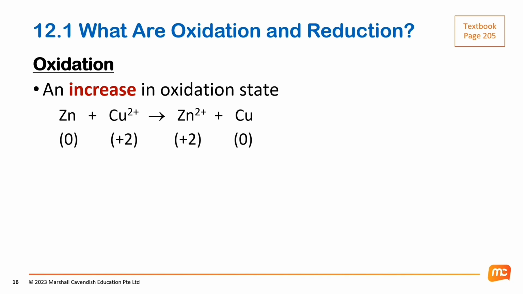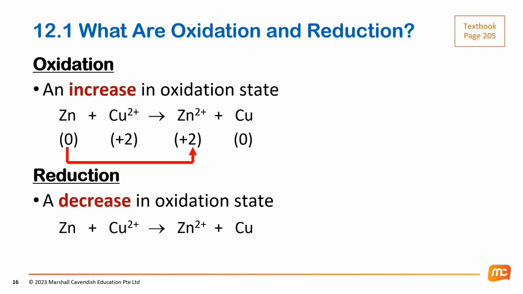So with that, I can deduce that the first zinc's oxidation state is 0. Copper is +2 because the charge is 2+. Zinc is +2 because the charge is 2+. And then the last copper here, because it's just an element, no charge, the oxidation state is 0. What happened? The zinc went from an oxidation state of 0 to an oxidation state of +2. Right, so that is a sign of oxidation happening.